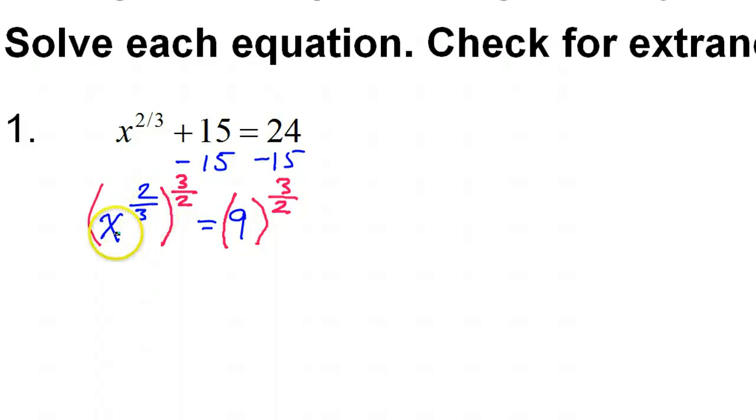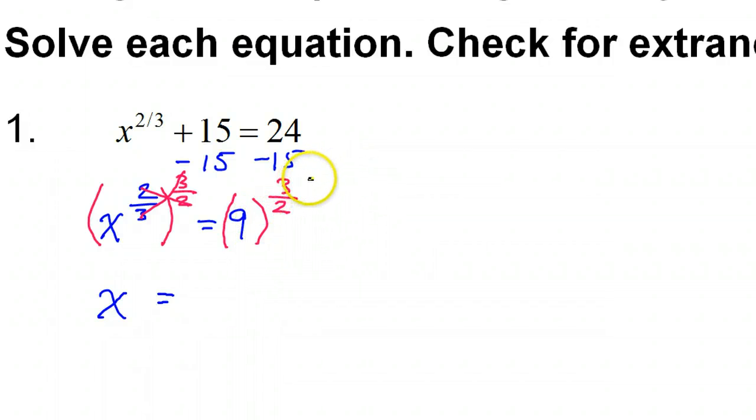Now remember, when you raise a power to a power, you multiply. So I'm going to wind up multiplying these two together. But look, when I multiply these two together, the 2's are going to cancel out and the 3's are going to cancel out. So it just makes 1. So basically that's gone. That's just going to leave us with x equals 9 to the 3/2 power.